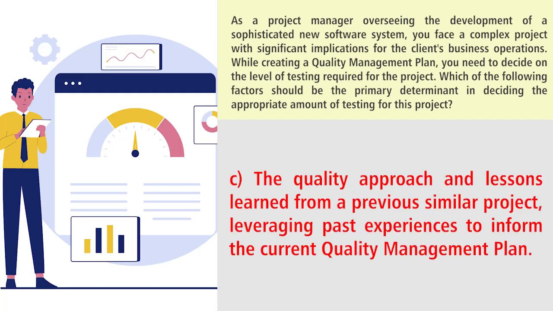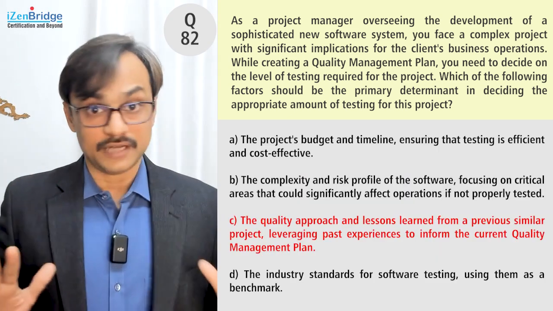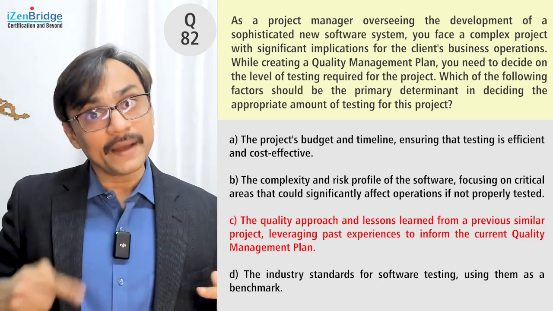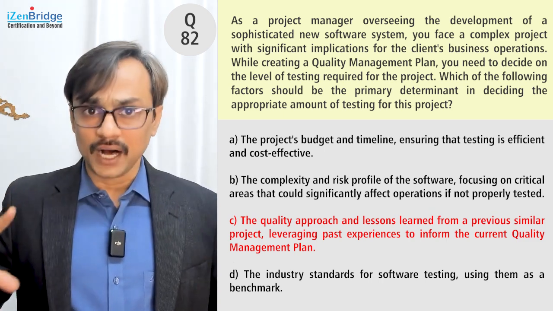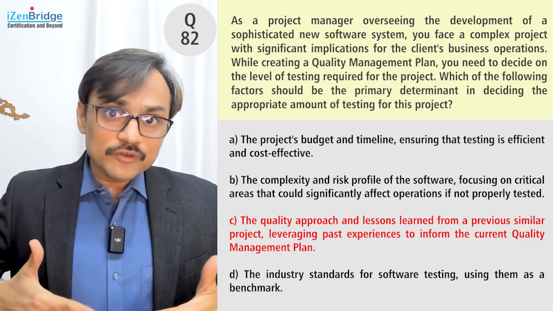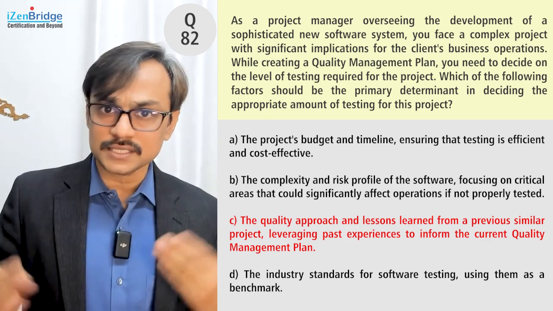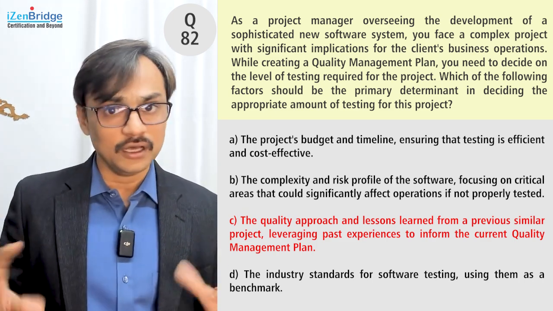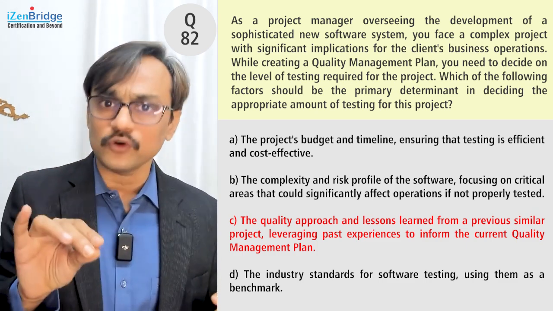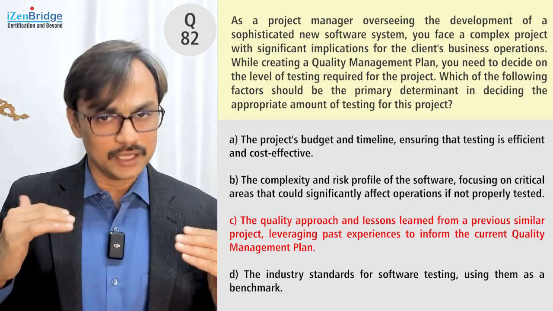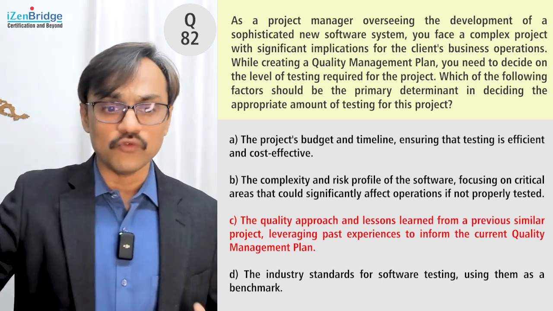Option C, the quality approach and the lessons learned from previous similar projects, leveraging past experience to inform the current quality management plan. It's definitely a good idea, but I already have a better idea in B. Why is B better than this? Because I need to consider my past lessons learned, but I need to give preference to my current situation. I need to find a better option. Yeah, this is a good option, but I already have a better option, B, because that is basically focusing on the current project and current risk profile. So I continue trusting B and move forward.